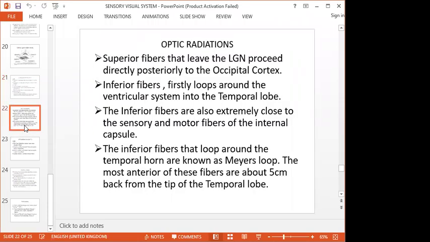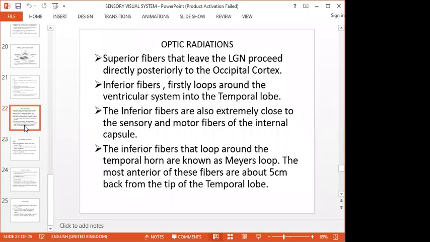Optic radiations: superior fibers that leave the lateral geniculate nucleus proceed directly posteriorly to the occipital cortex. So from the LGN, fibers now proceed to the occipital cortex. Okay, that's the occipital cortex. Inferior fibers first loop around the ventricular system into the temporal lobe. In other words, they go first into the temporal lobe, then go back like that.